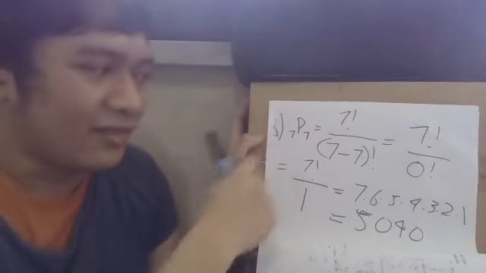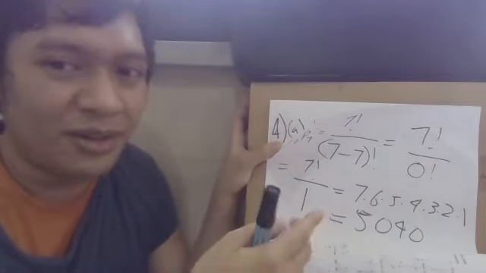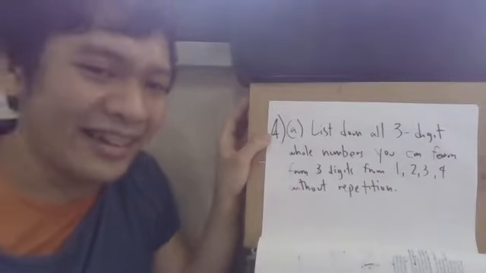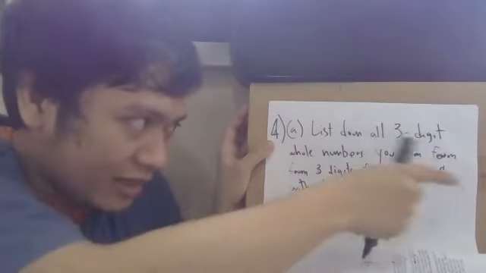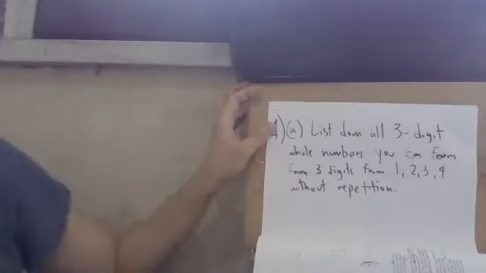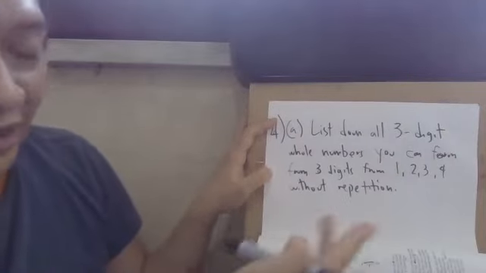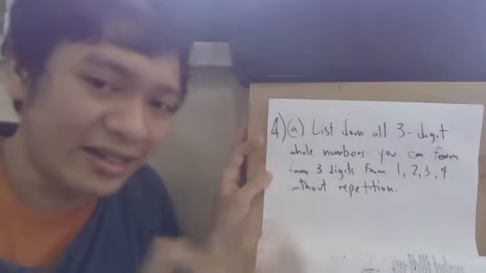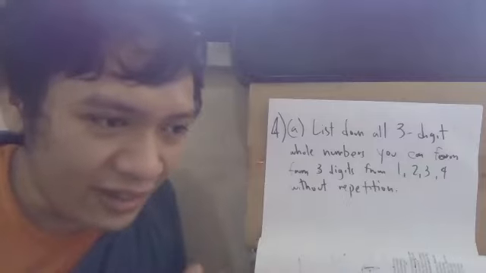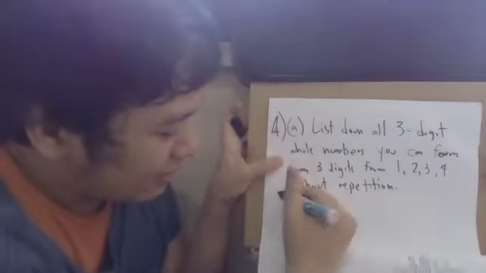Right. So after these computational exercises, let us look at some questions that involve permutations. 4A. List down all 3-digit whole numbers you can form from 3 digits from 1, 2, 3, and 4 without repetition. It's like what we did a while ago, but let us list down the 3-digit numbers. So always remember, you can pause the video if you want to answer a question first before we proceed to the discussion. Right? And let us do it.